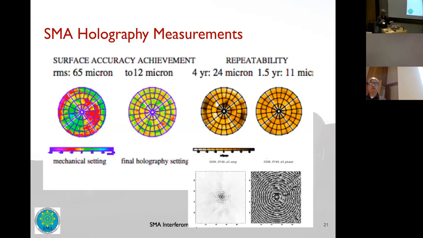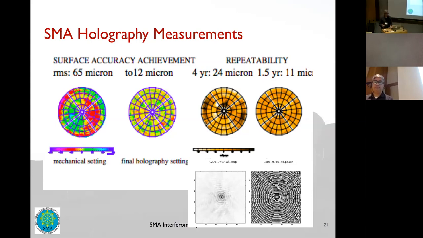And as I mentioned, when you first put the dish together, even though each individual panel is really good, when you put the panels together there will be some mismatches, and that can cause a net surface error. That's what this diagram shows. The RMS in this case was about 65 microns, so we can go ahead and adjust all of these panels. When you go to the SMA building at the front, you will see one of the panels. We can adjust these panels down to an RMS surface accuracy of about 12 microns, which is quite good, which means that our losses are very minimal. And this is very stable. We can measure the surface even after 4 years, and it doesn't change by much. We have to do this often, maybe every 3 or 4 years: we go around and use holography to measure the dish surface.